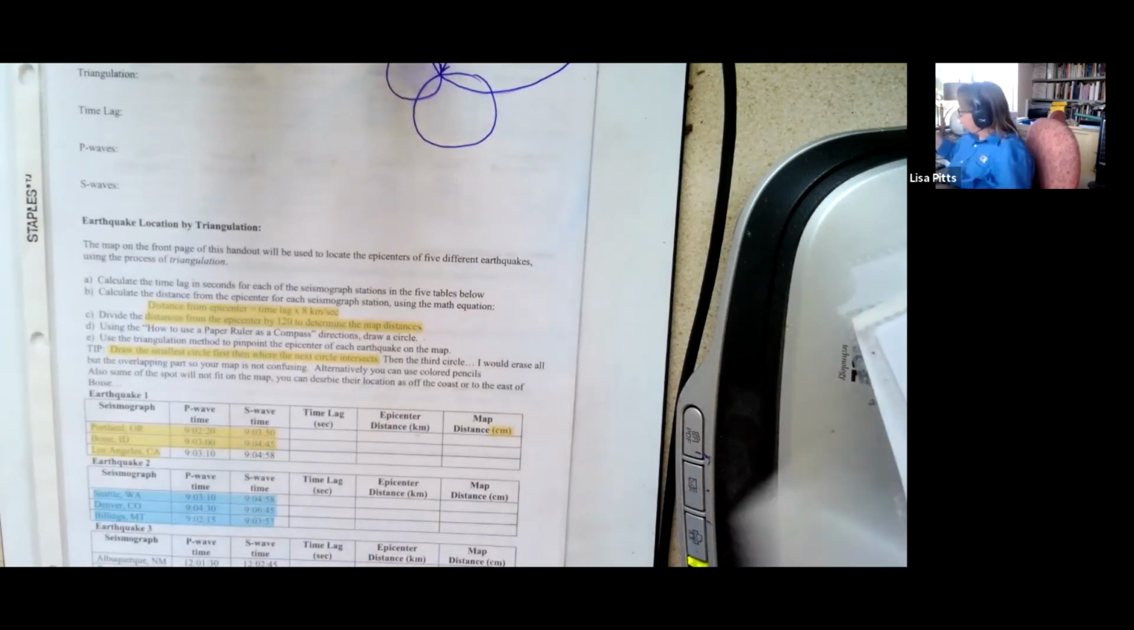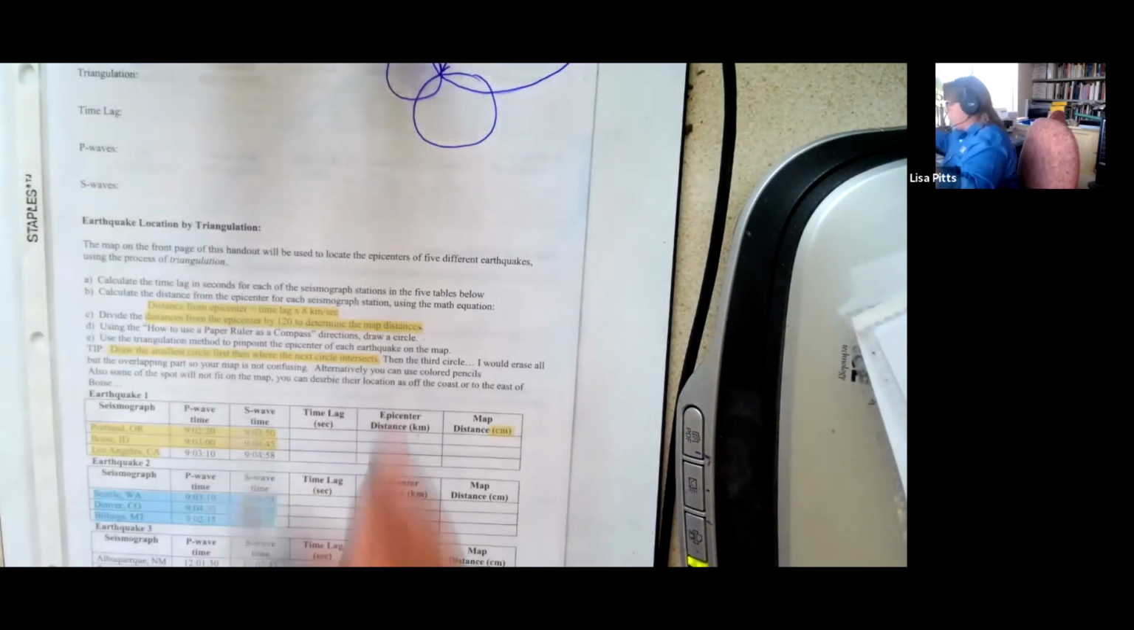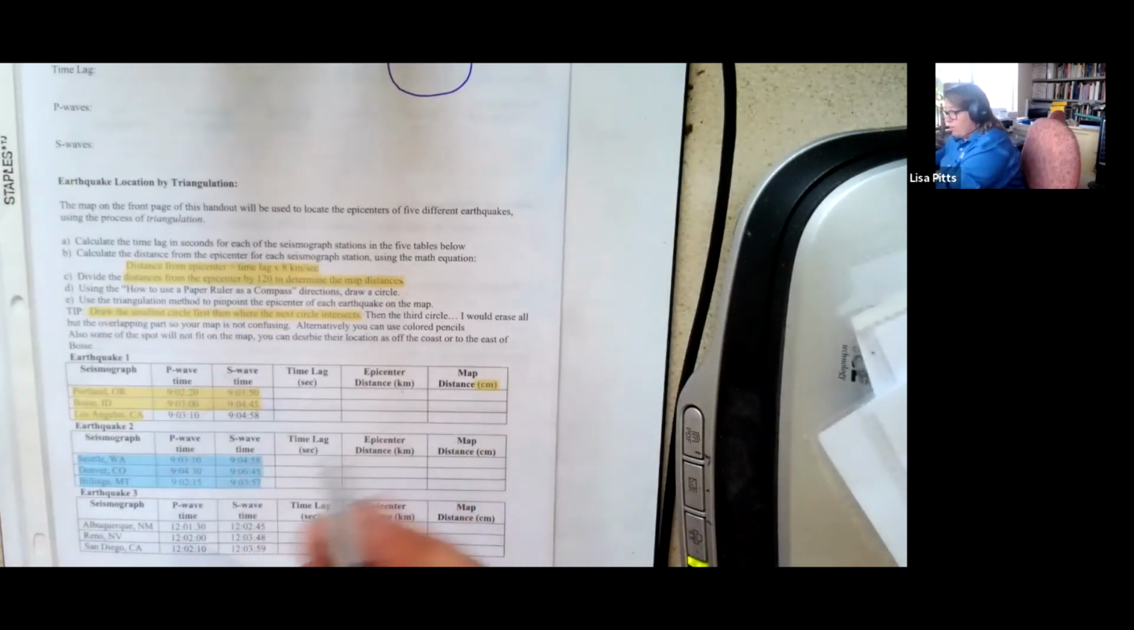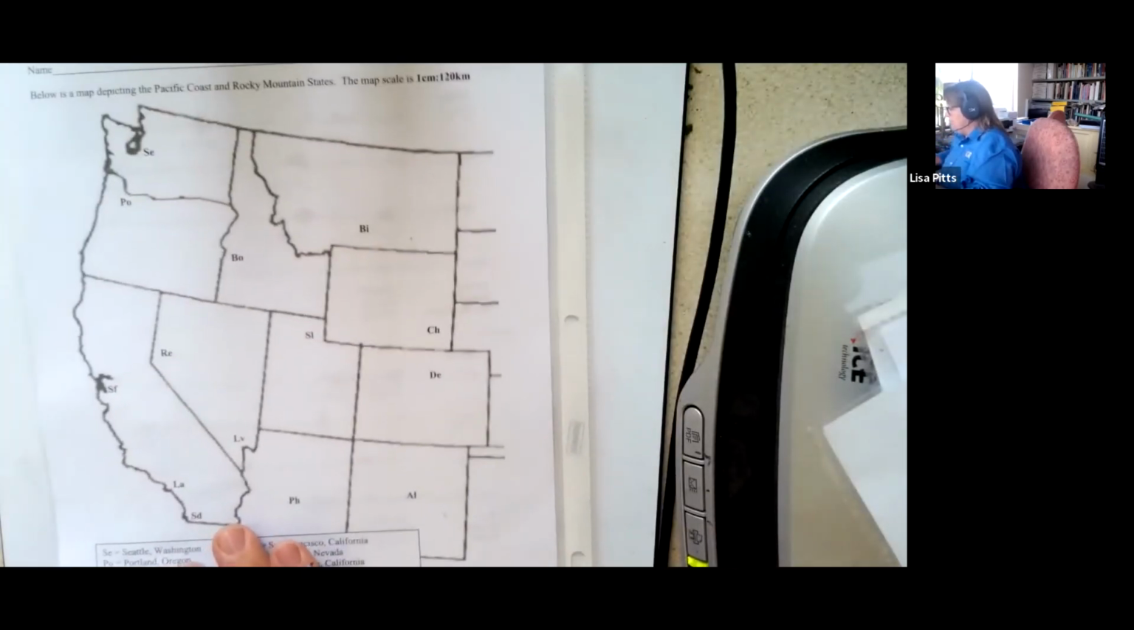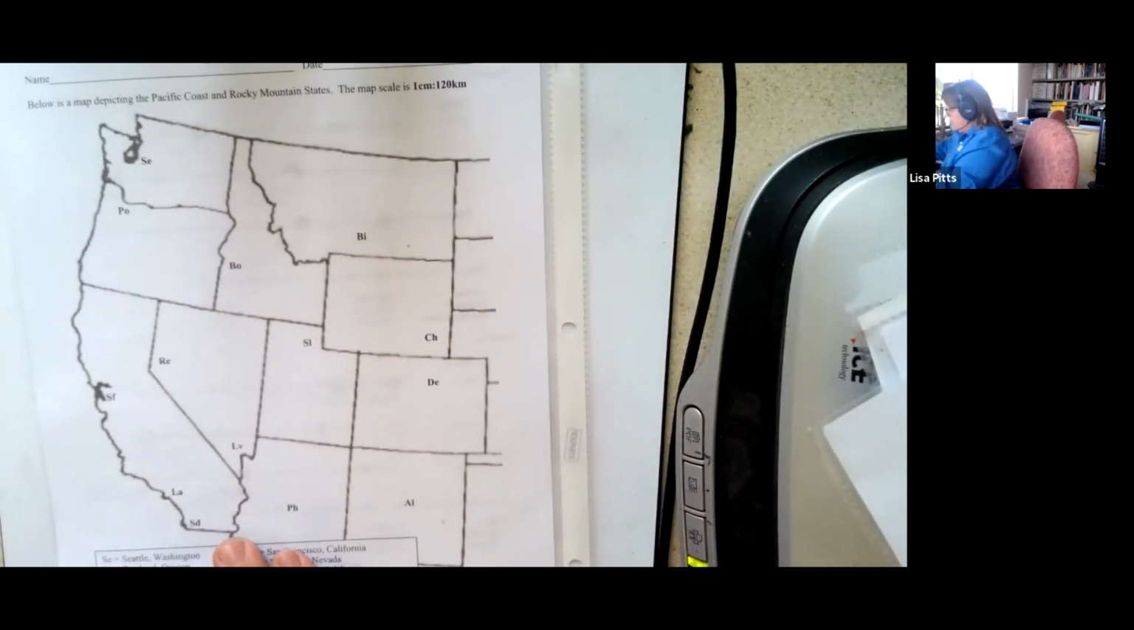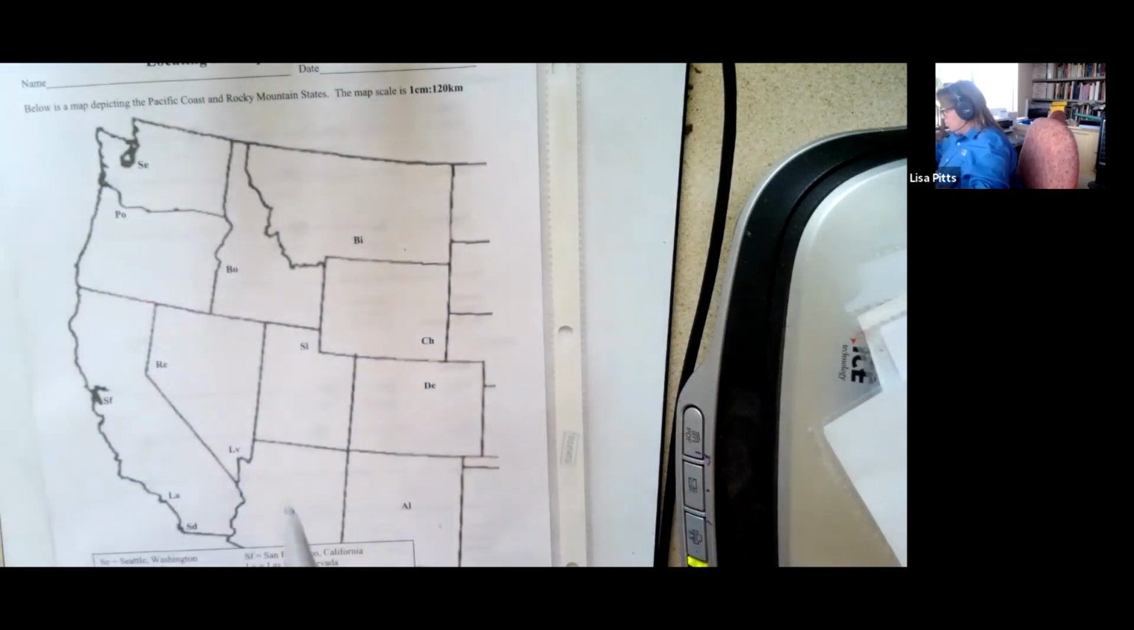All right, now we got to this page. Sorry, skipped a page. So after this page should have been this page, and then we get to this page. Okay, so for this one, you only need to find one earthquake, and the reason why is the map's kind of small.